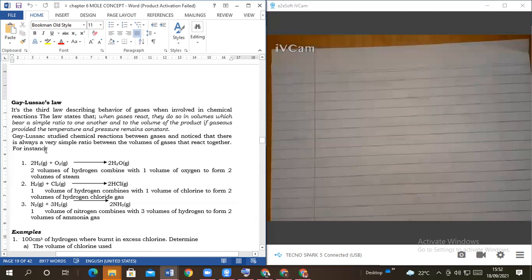For example, here, hydrogen and oxygen gave us water. Now here they are saying 2 volumes instead of moles. They say 2 volumes of hydrogen combined with 1 volume of oxygen to form 2 volumes of steam. This is steam, water in a gaseous state.